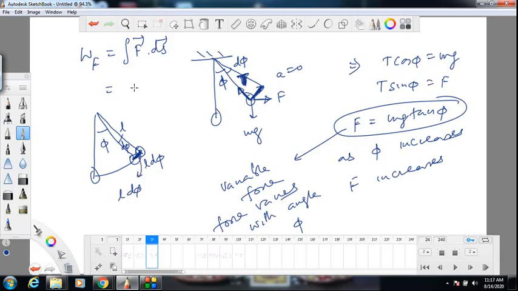So force is mg tan phi. It is horizontal. Dot product with ds, which is L d phi. The displacement is not horizontal, it is tangential. What is the angle between this tangent and the horizontal? Let us explore this carefully.